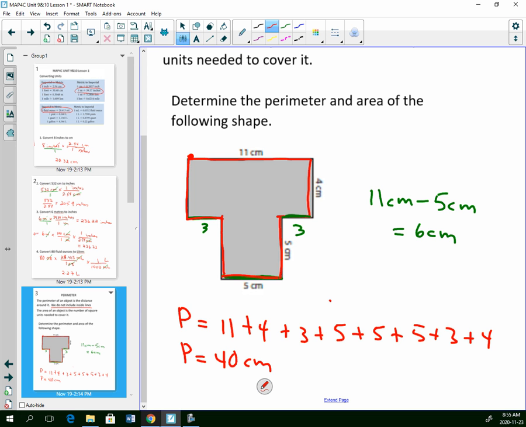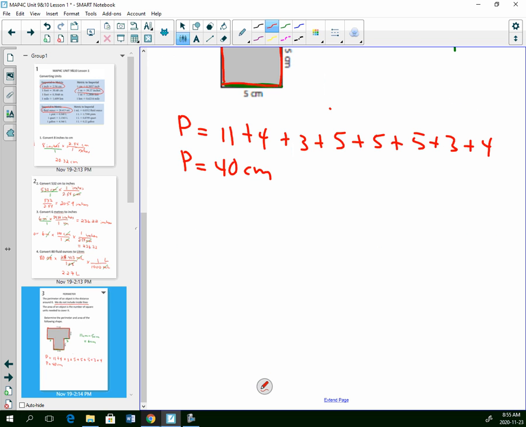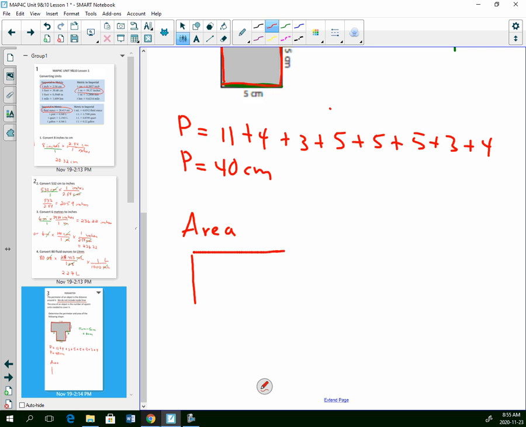Now it wants me to find the area as well. So when you have a shape that you don't really have a formula for, you might need to divide it up into composite shapes. Okay? So it doesn't really matter how I divide this up. So I'm just going to write it down here. So my shape looks something like this. All right, so there's lots of ways I can divide that up.